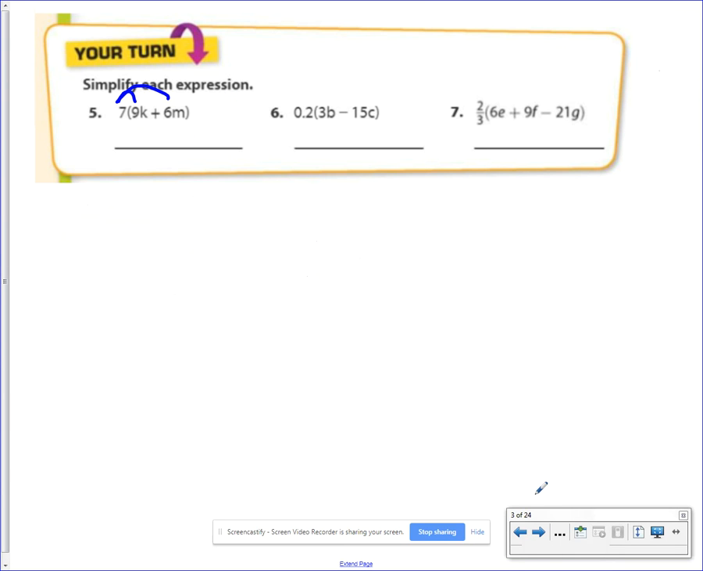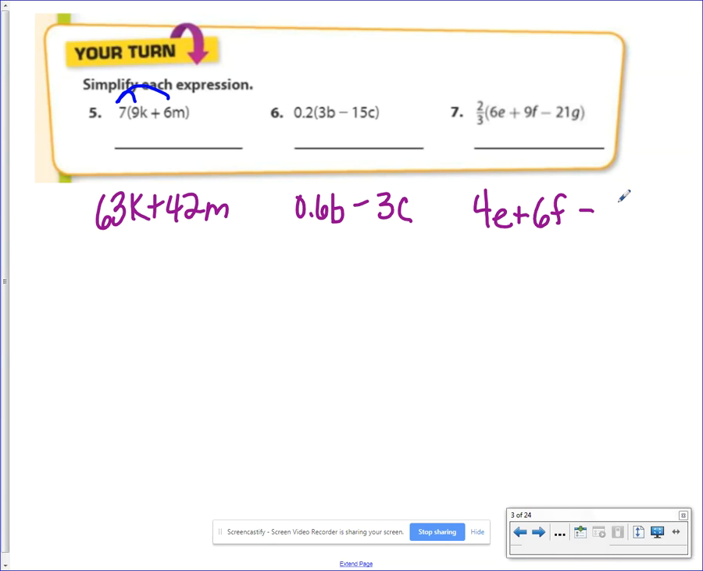All right, let's take a look. What I want you to do is pause the video and use the distributive property to simplify each one of these. On your mark, get set, go. How'd you do? Did you get them right? Watch your signs and go from there.